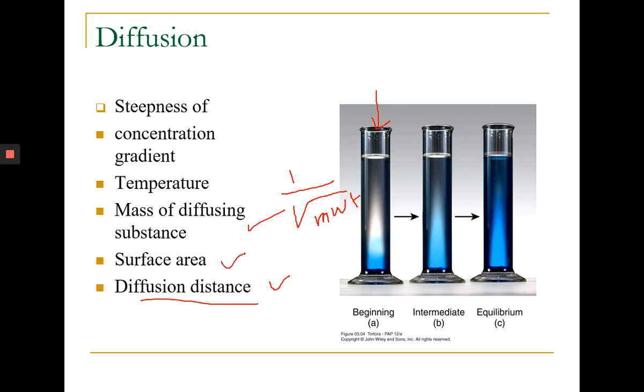It depends on the surface area. The higher the surface area, the faster the diffusion. So here you might say diffusion is proportional to surface area multiplied by the concentration difference C1 minus C2. Okay. Which is inversely proportional to the square root of the molecular weight.